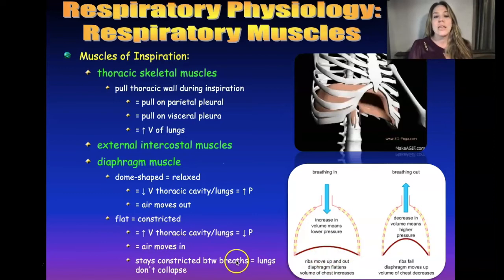And it's worth noting that between breaths, that diaphragm's actually still going to stay in its flat, constricted state, so that the lungs don't collapse. Otherwise, if the diaphragm relaxed, then the lungs would collapse. So it's always going to be constricted between breaths so that there's always a little bit of air in the lungs keeping them from collapsing.